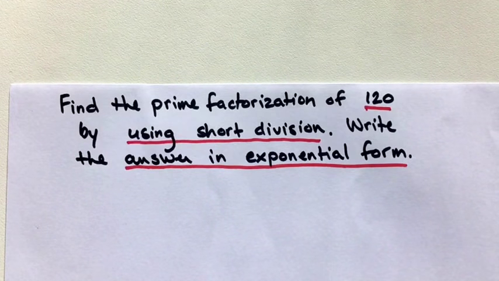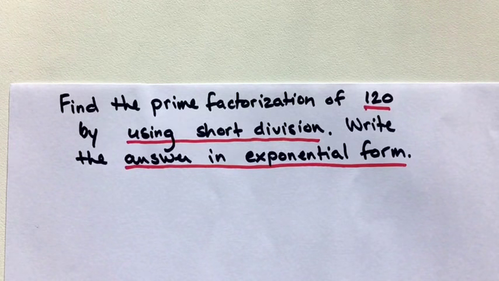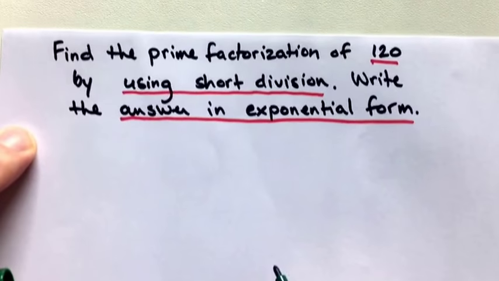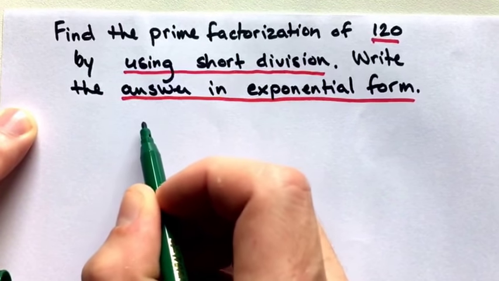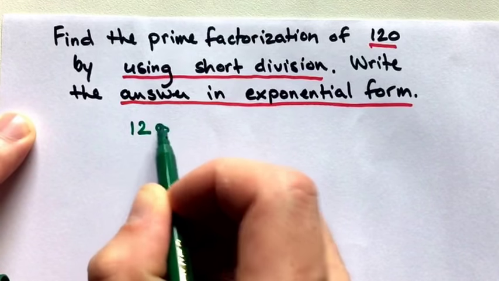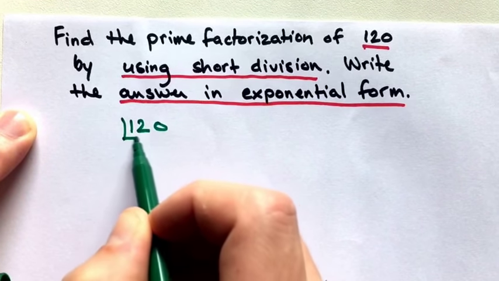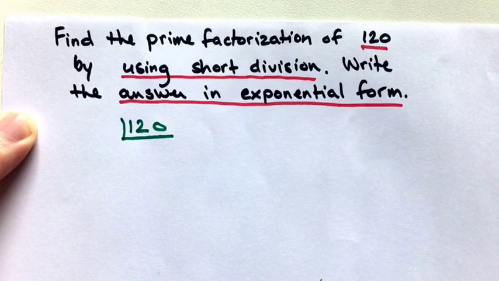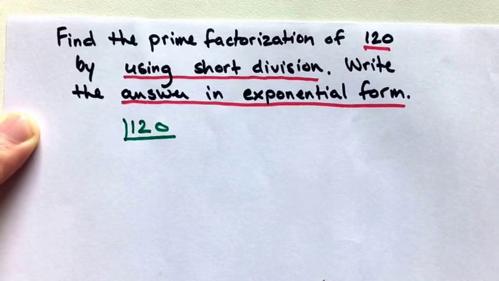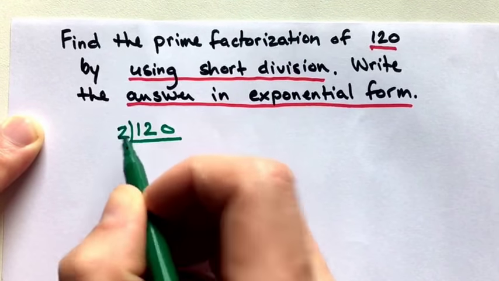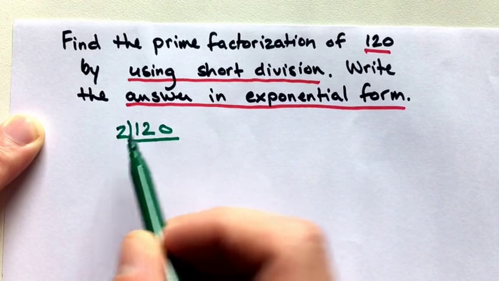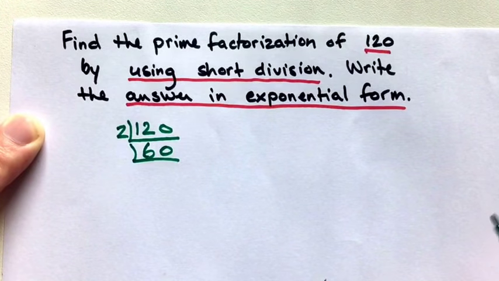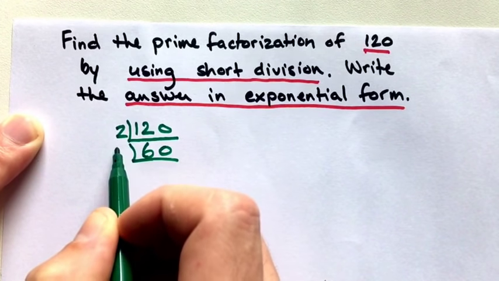So, when we're doing it in short division, it's pretty simple. We're just going to take the number they want to factorize, and we're going to write it out. And then we're going to find a prime number that divides into 120. If it's an even number, the easiest way to go is just go with 2. 120 divided by 2 is 60. We're going to divide again. Another number, it's even, so let's go with 2.